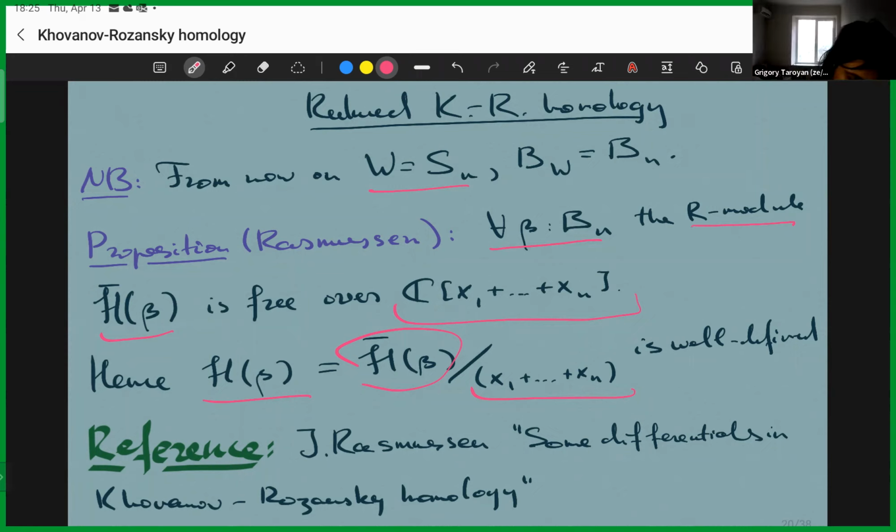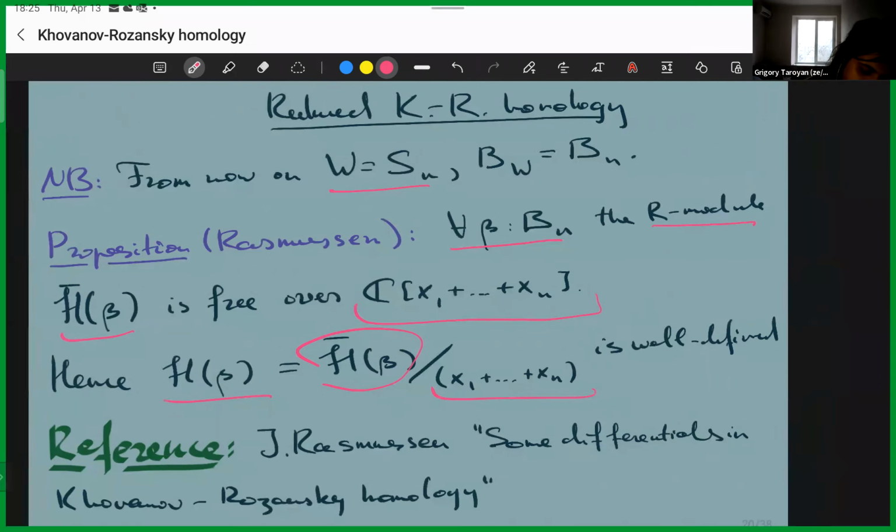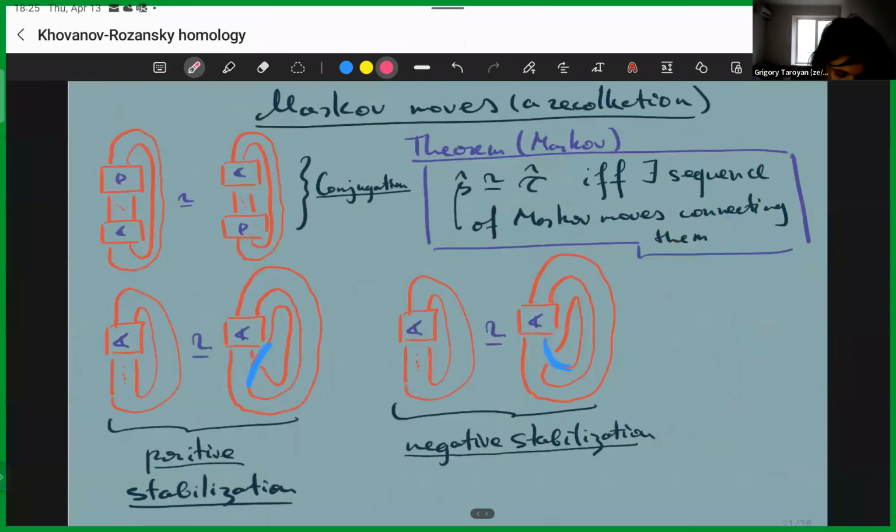Okay, so yeah, that's basically the passage to the irreducible subrepresentation of the regular representation of S_n. Okay, so now let's say something about invariance with respect to isotopies of links. So first of all, let's recall the concept of a Markov move. So for a closed braid, we have the following three possible moves.